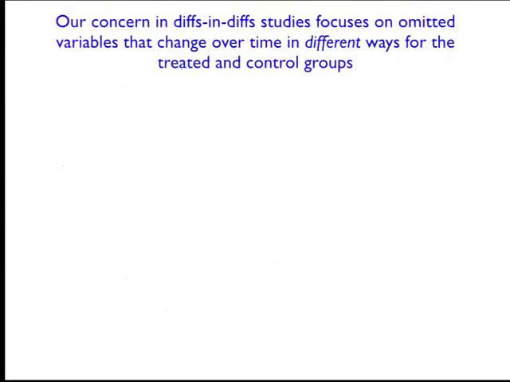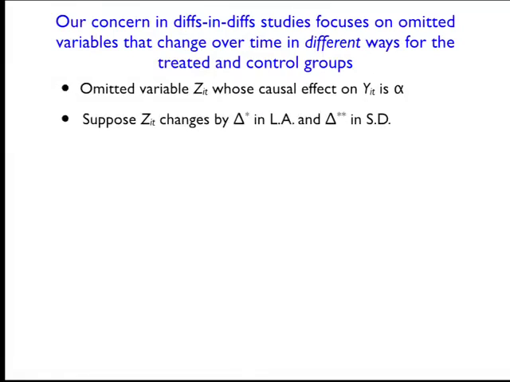So whenever you see one of these designs, what you really need to think about is factors or omitted variables that change over time in different ways for the treated and control group. That's the type of factor that could potentially cause a bias in your difference in differences design. So again, let's think about this, the third type of factor, in an algebraic framework.